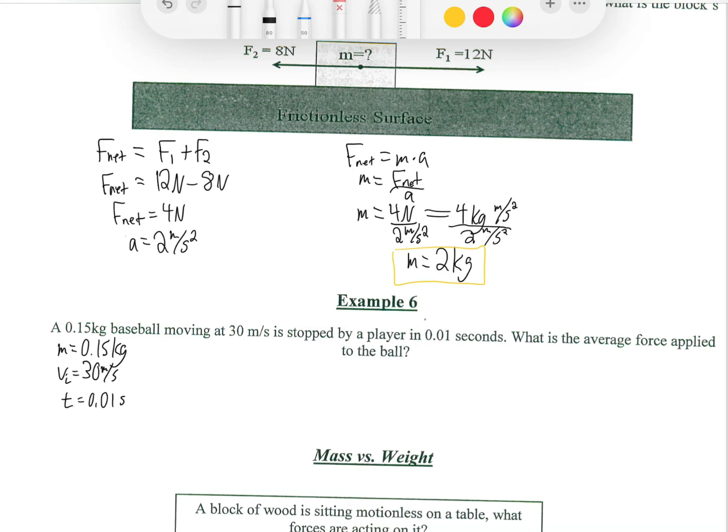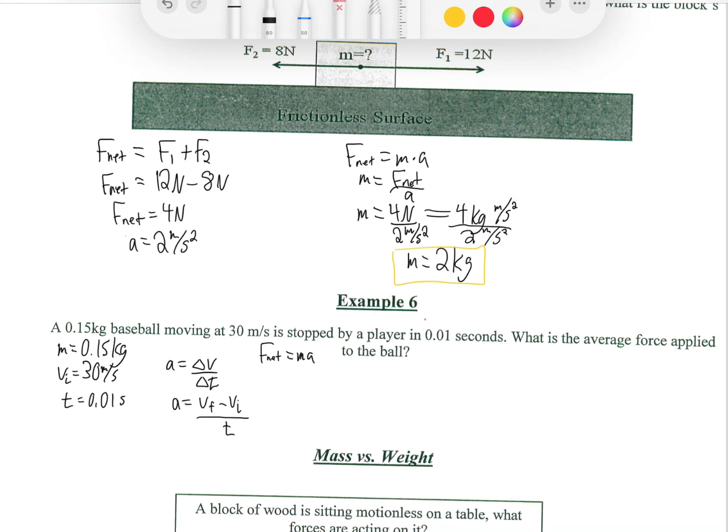Usually we would want to use our equation F net equals ma, but we only have the mass. We're not given the acceleration, so we're going to have to find our acceleration. If we remember from earlier on in the year, we have the equation acceleration equals change in velocity over change in time. So we'll break open our change in velocity, which is going to be final velocity minus initial velocity, over our change in time, which is just going to be our t. So we can get rid of that.